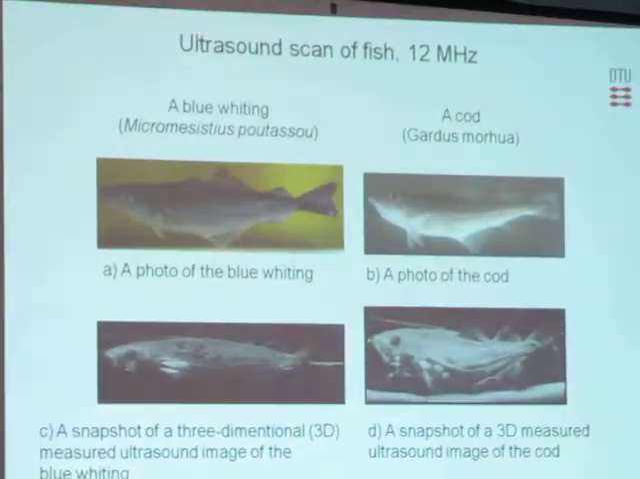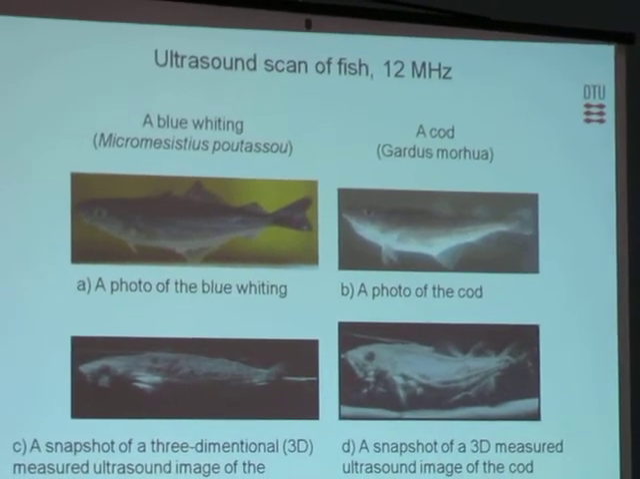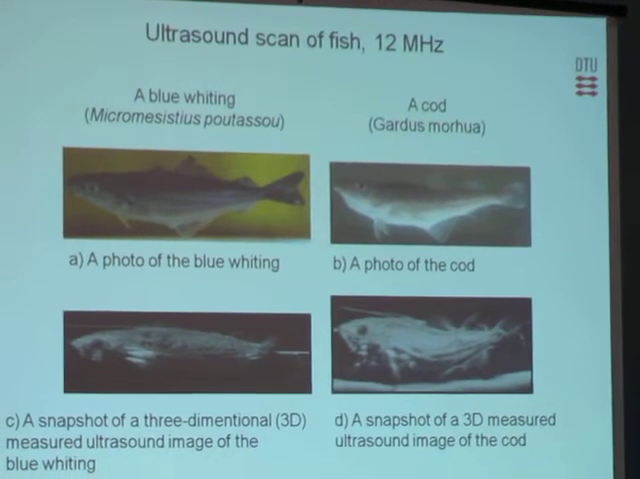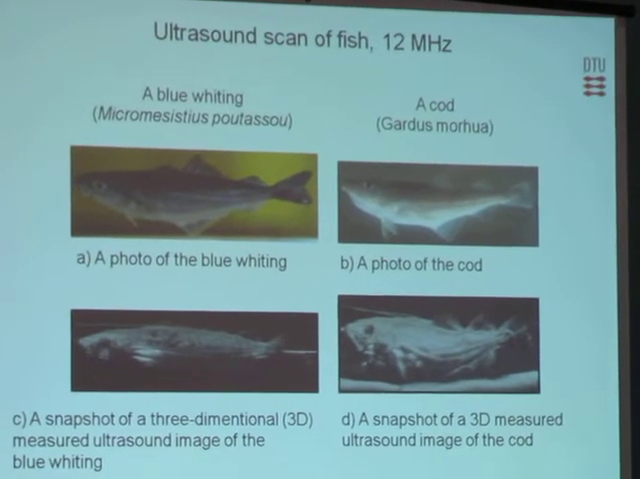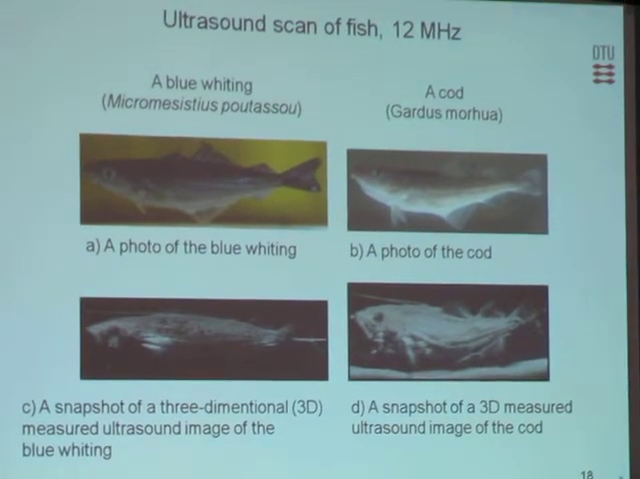So in another experiment, we scanned the fish with a medical ultrasound scanner at 12 megahertz along the fish length. We scanned two fish, one blue whiting and one carp. Those are the ultrasound images of the fish, and from those we can clearly see what kind of fish they are, so we can identify fish at 12 megahertz. But the range at which we can get the data is only up to 30 centimeters.